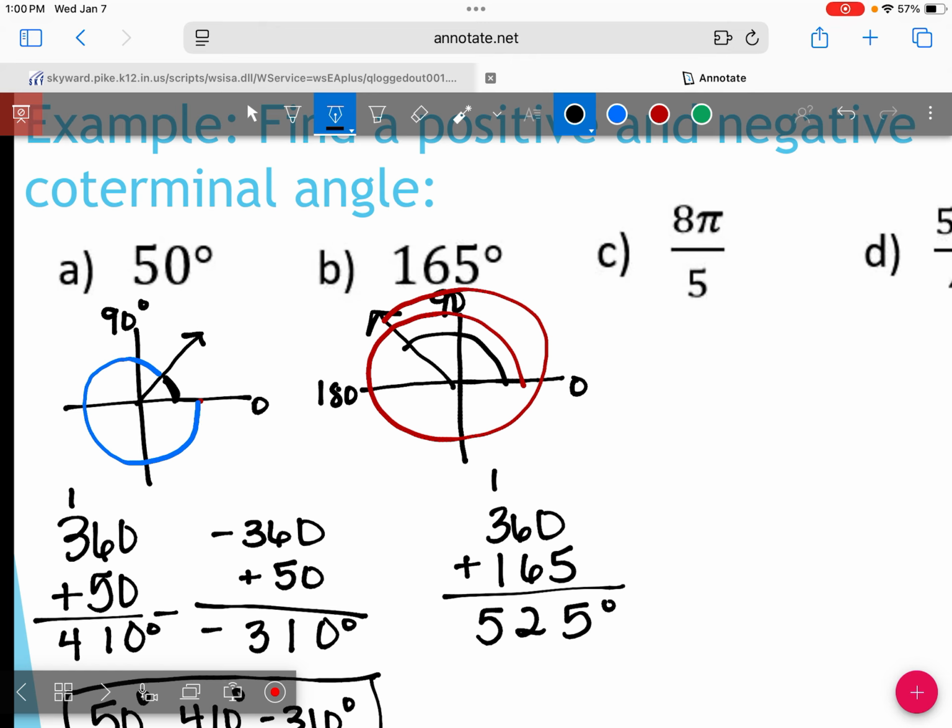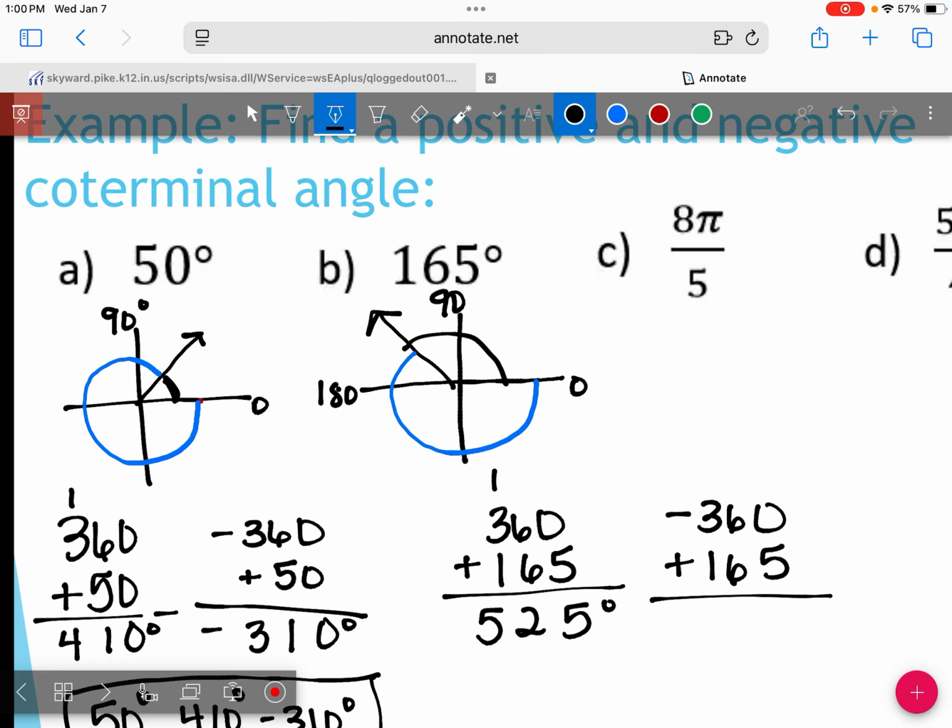All right, so I'm gonna go ahead and take this away. So now I'm gonna say I'm starting at 0, but now I'm rotating this direction. Well, that's a negative angle. So what we have is negative 360 plus 165. So we're gonna subtract like we would normally subtract. But you have to remember your answer is negative. So maybe I shouldn't put this plus sign because I don't want you to think we're adding. So let me take that away.